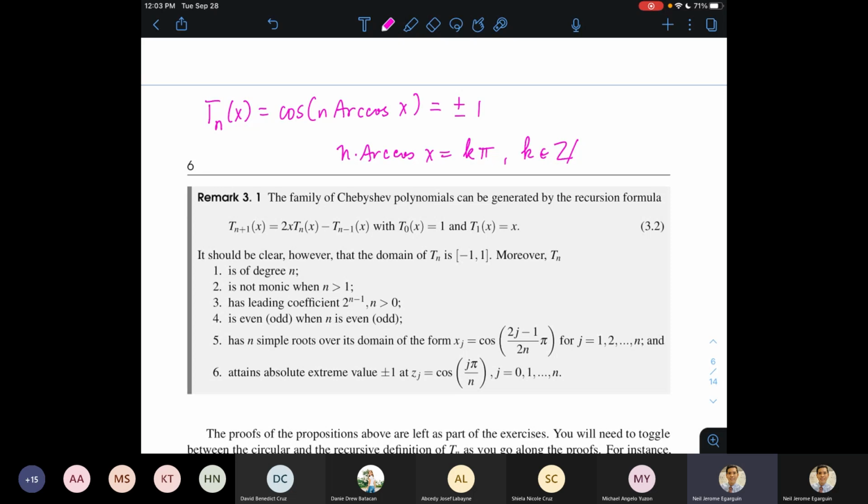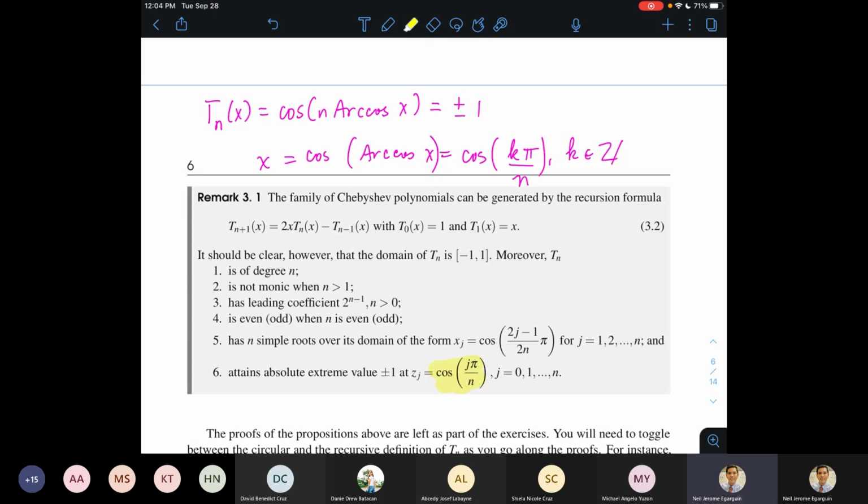And then we divide both sides by n again. I-divide ko by n kasi para makuha ko yung cosine ng both sides. Then I'll take the cosine of both sides para makuha ko si x. Okay. And so this guy will be x. So these are the x's that will give us the maximum value for the Chebyshev polynomials. Actually, the maximum and the minimum values. Okay?